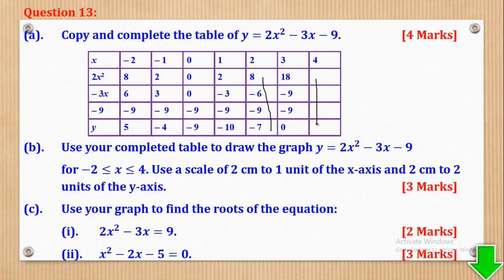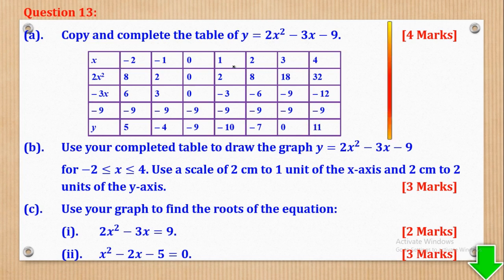Now let's go to the last column. For this part, 4 squared is 16, then 16 times 2 will give me 32. Then this side, negative 3 times 4 will give me negative 12. Then this negative 9 you write as it is. So next we have to add. 32 plus negative 12 plus negative 9 will give me 11. So with that, we have finished part A, where they wanted us to copy and complete the table.